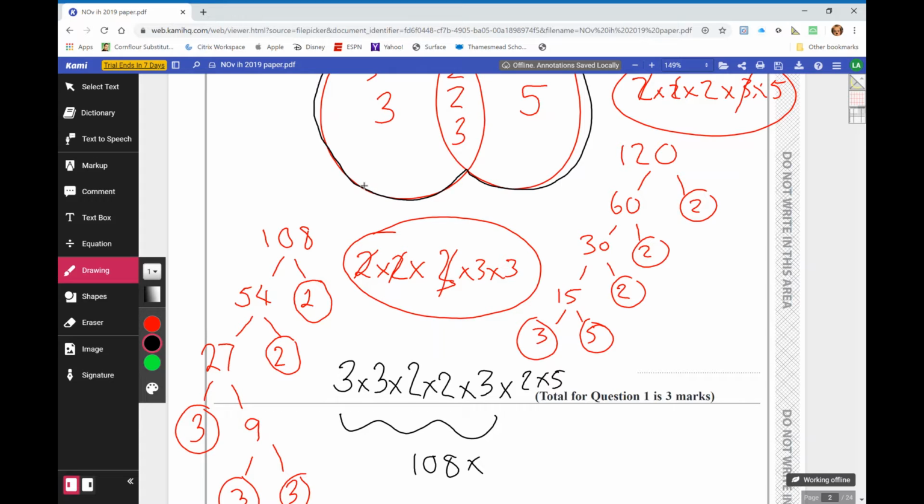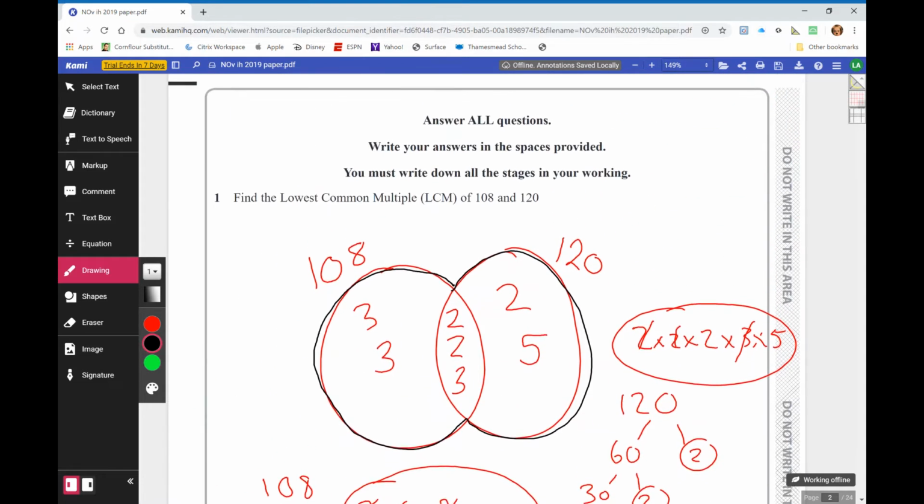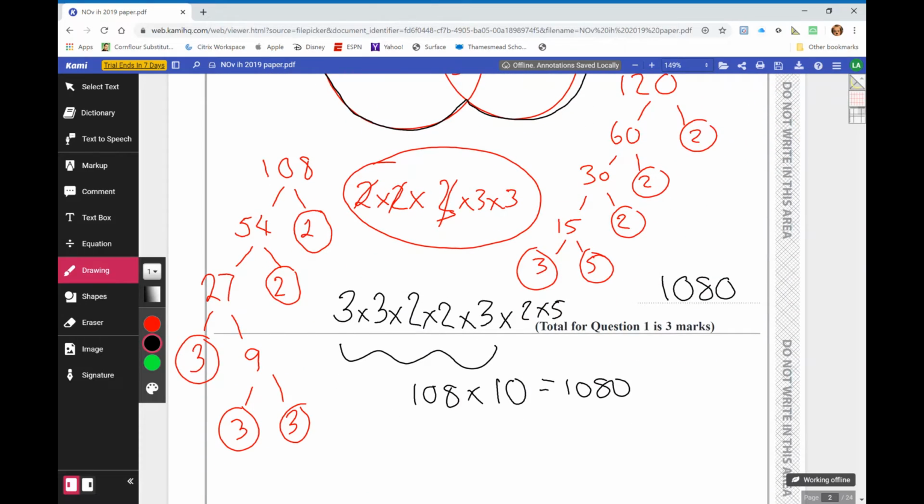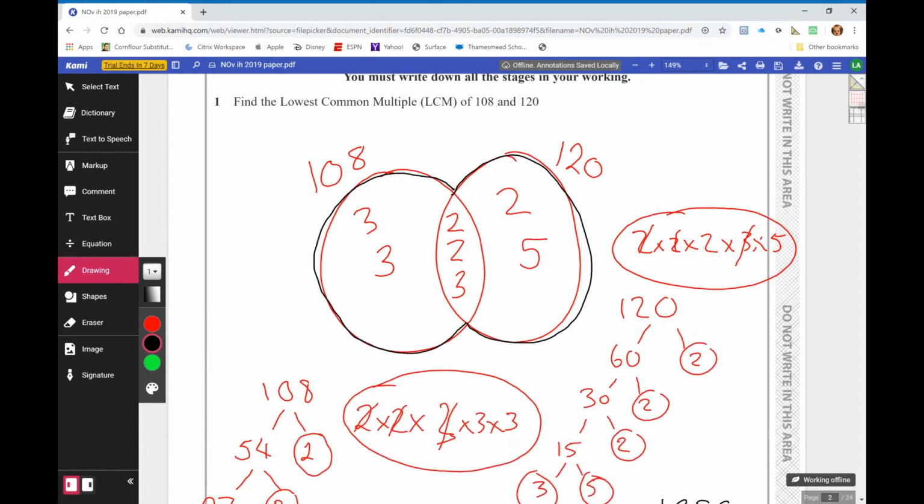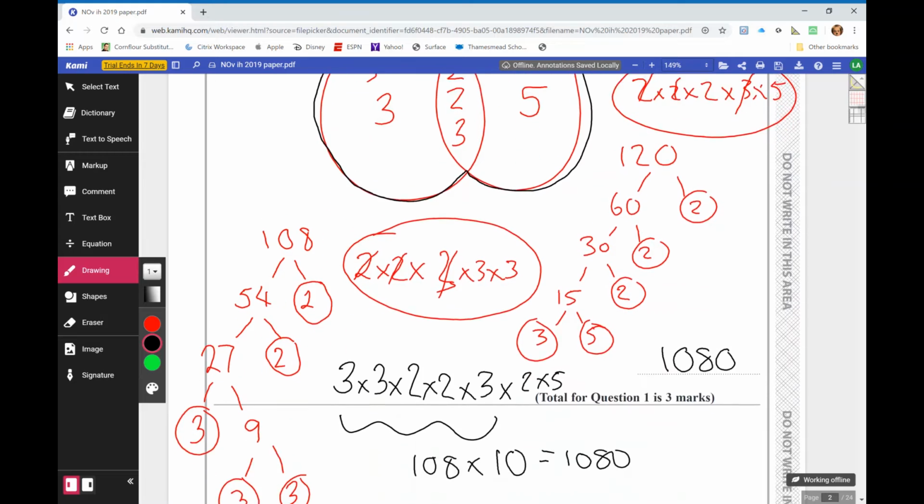Now 2 times 5 is 10. So you can make some shortcuts here to make your calculations easier. And obviously, this is a non-calculator paper, so they're not going to give you really complex numbers to calculate right at the beginning of question 1. So that should be 1080, and then you just pop the answer in there. It's a little bit messy, I'm sure you can make that a little bit neater. But that would be the lowest common multiple of 108 and 120.